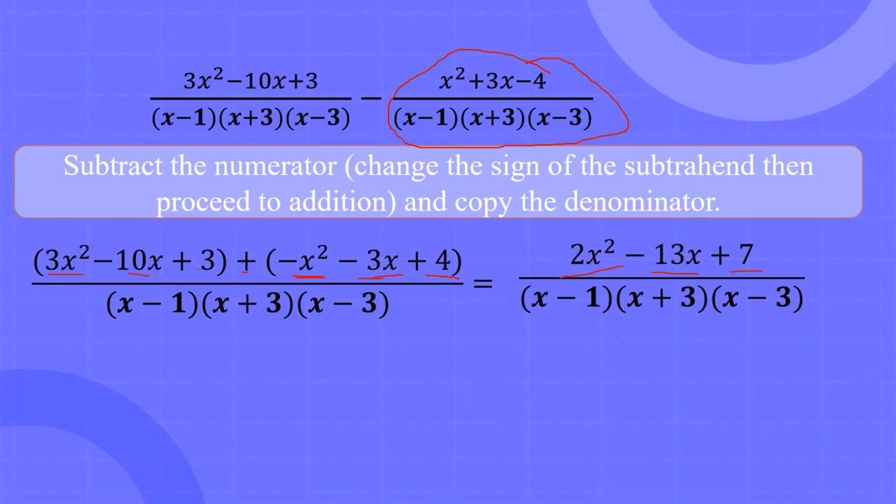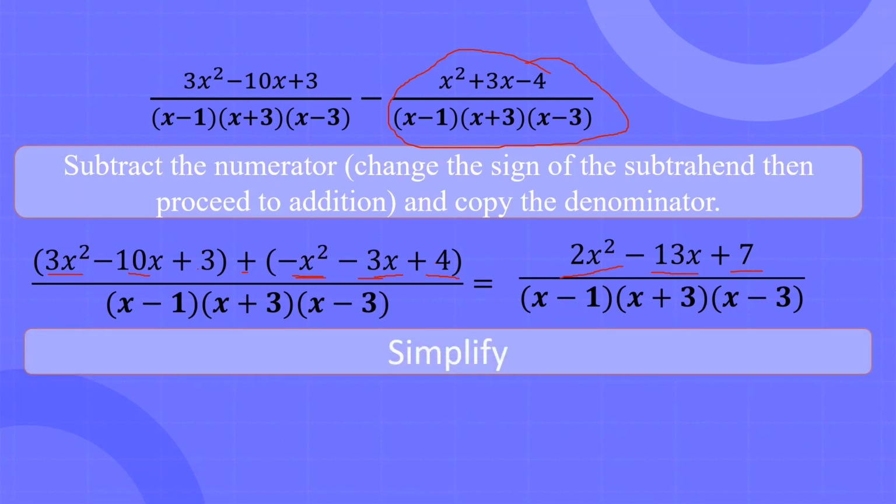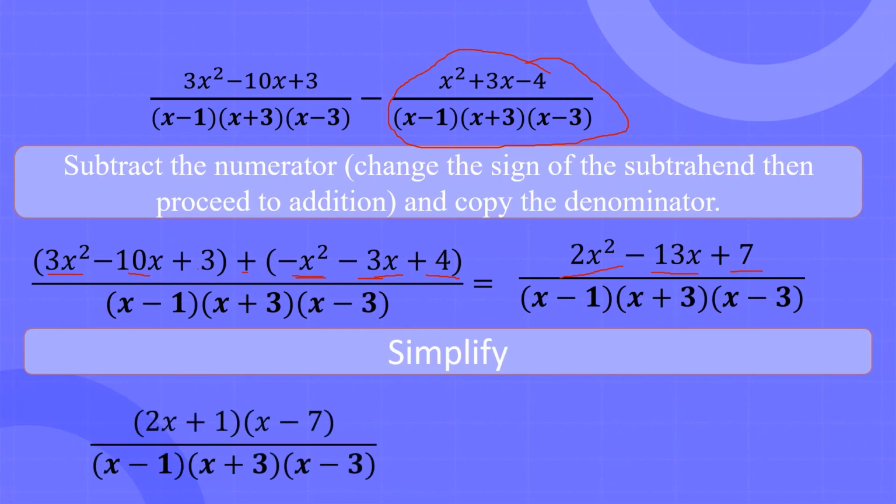Okay, so let us try to factor the numerator for us to simplify our answer. Okay, so when we factor the numerator, since it is a general trinomial, so we will have 2x plus 1 times x minus 7. Okay, so kahit kinuha natin yung factors ng numerator natin, wala pa rin tayong makikitang common factor in the numerator and denominator to be cancelled out. Okay, so therefore, we can now have this final answer.